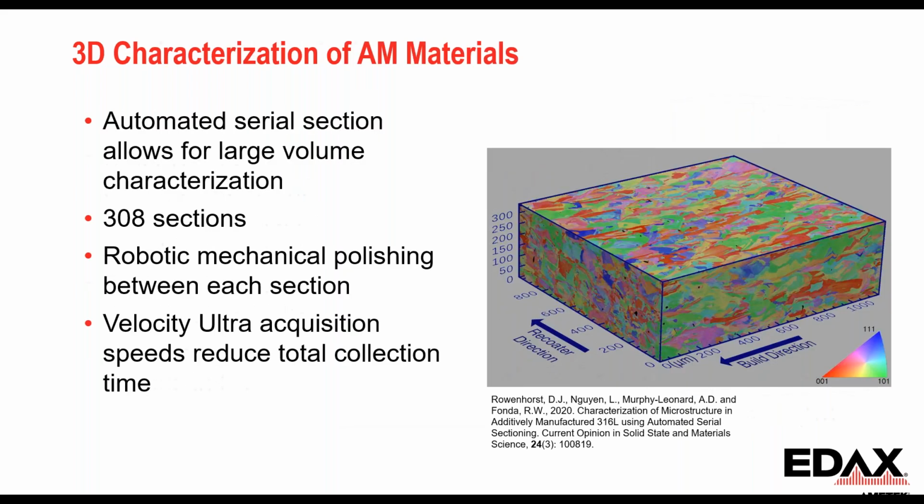So this is just an image from one of their 3D data sets from this paper, where this is collected from automated serial sectioning, where they did 308 sections and then used a robot polishing system between each section. And of course, if you use the Velocity series and the Velocity Ultra in particular, you're able to collect that data faster for each slice. If you're able to go 15, 20% faster than other cameras, you save significant time when you're looking at that many sections. And so 3D is another application where a high-speed Velocity Ultra will be particularly interesting.